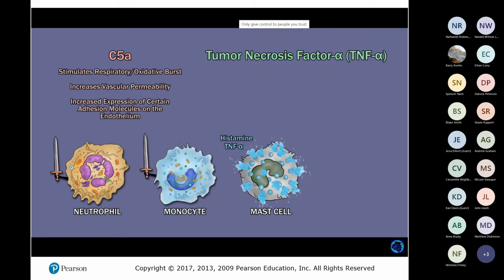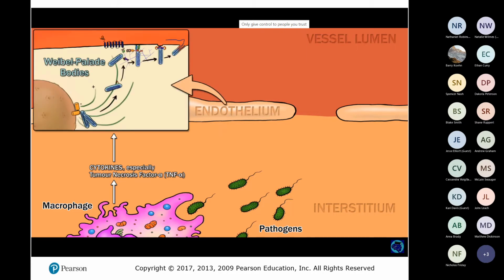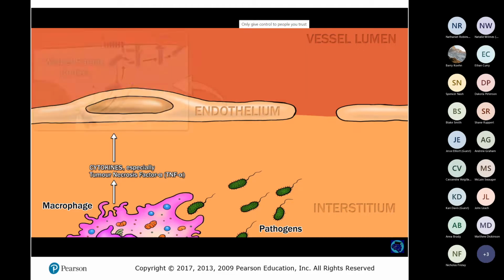TNF-alpha is also an important cytokine, which is produced rapidly by macrophages upon pathogen detection, and is a potent activator of endothelial cells. Activation of endothelial cells is central to the inflammatory response. Cytokines produced by macrophages, especially TNF-alpha, cause endothelial cells to rapidly externalize granules called Weibel-Palade bodies within minutes of pathogen detection by macrophages. Weibel-Palade bodies contain preformed P-selectin, which now appears on the surface of local endothelial cells.